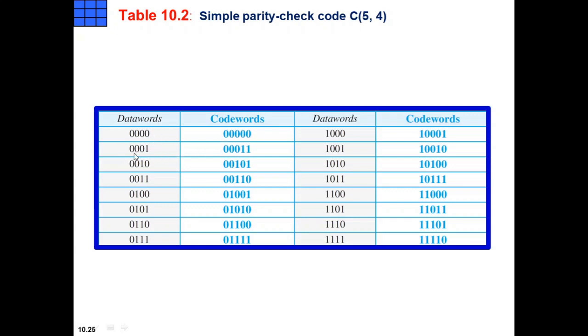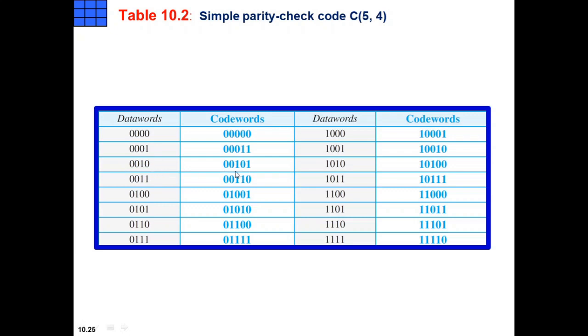Take this data word 0, 0, 0, 1. I want even parity. Even parity means how many ones must be there? Even number of ones. Already 1 is there. So if I want to make it an even number of 1s, what is the next bit I have to add? If I add another 1, I will have 2, an even number of ones. So add 1. Take this 0, 0, 1, 0. Count the number of ones available. Odd number of 1 is there. Actually, even parity means the number of ones must be even. So I must add one more bit, which is going to be 1. Then only there will be an even number of 1s.